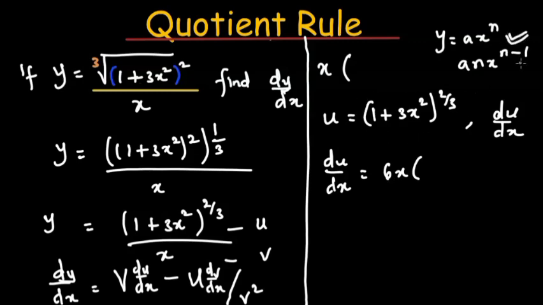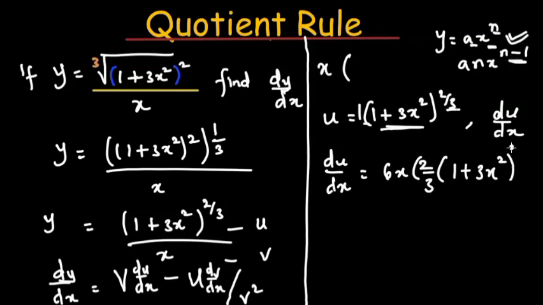Following this pattern, I'll do what? The power multiplied by the coefficient. Let's say the coefficient here is 1. So 2 over 3 multiplied by 1, I have 2 over 3. Then I take this (1 plus 3x squared) and subtract 1 from the power. So 2 over 3 minus 1.